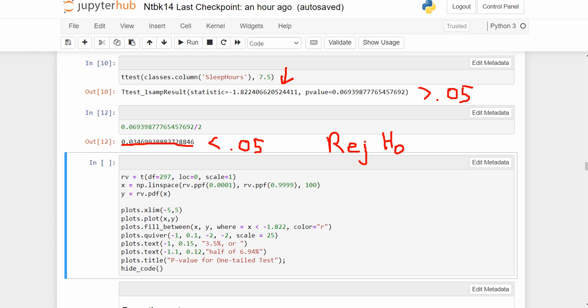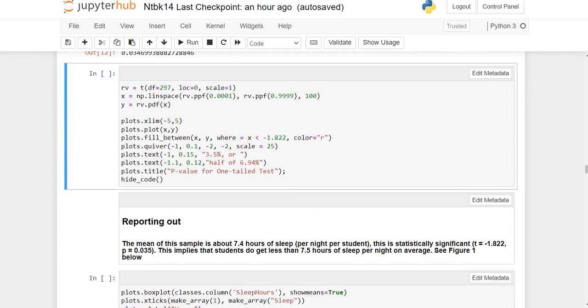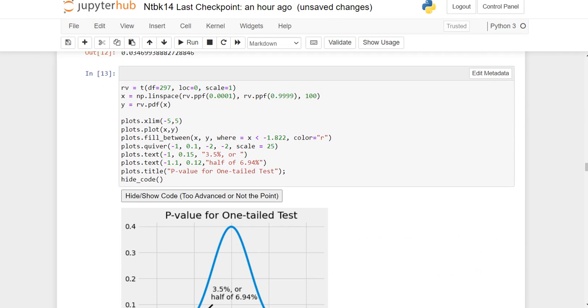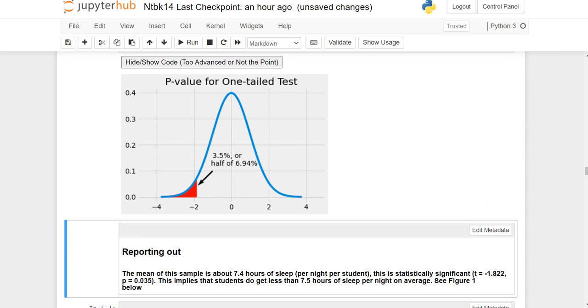Now, our p-value was much closer to 0.05 than to 0 like it was before. But we still have statistical evidence that these students get less than 7.5 hours of sleep. And then you can see the p-value for this specific test. We were doing less than, so there is only a vertical line there on the left, and the shading is there on the left. And you can see in writing, they're saying, hey, that's about 3.5, which is about half of our 7%, which we got when we did the two-tailed test.